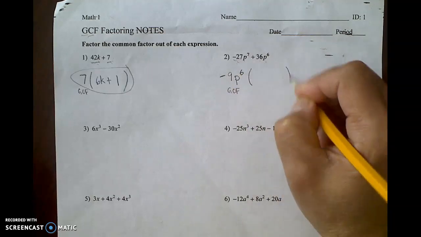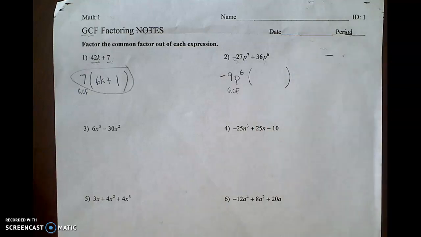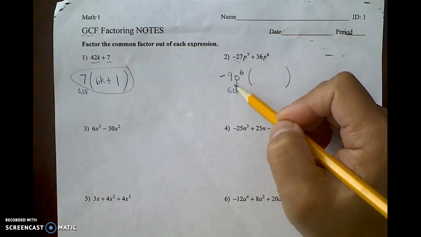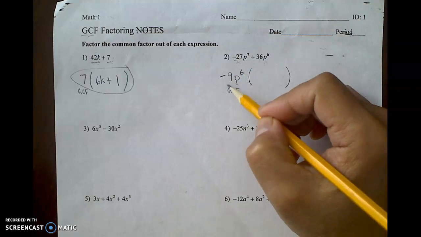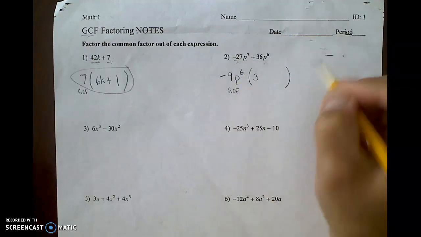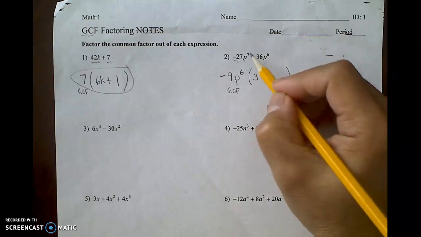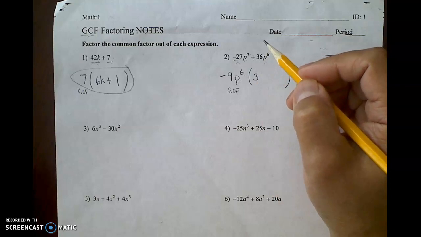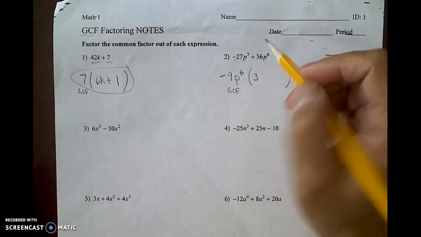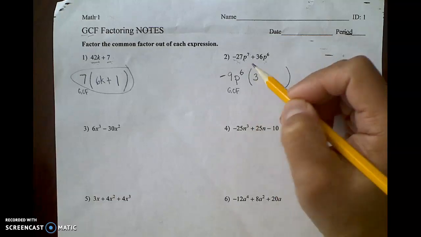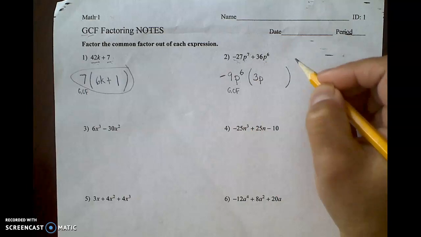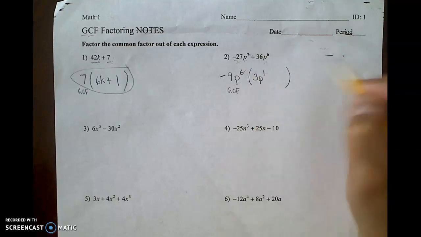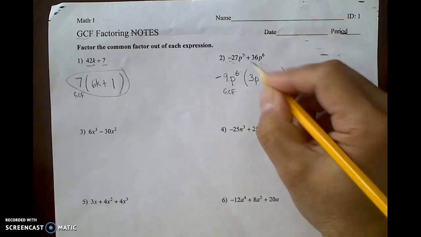So now in parentheses are going to be our leftovers after we take each of these terms and divide it by our GCF. Negative 27 divided by negative 9 is a positive 3. We have p to the 7th divided by p to the 6th. If you think about what we went over last week with exponent division, the rule is we keep the variable and subtract the bottom exponent from the top exponent. 7 minus 6 is 1. Bring down the plus sign.